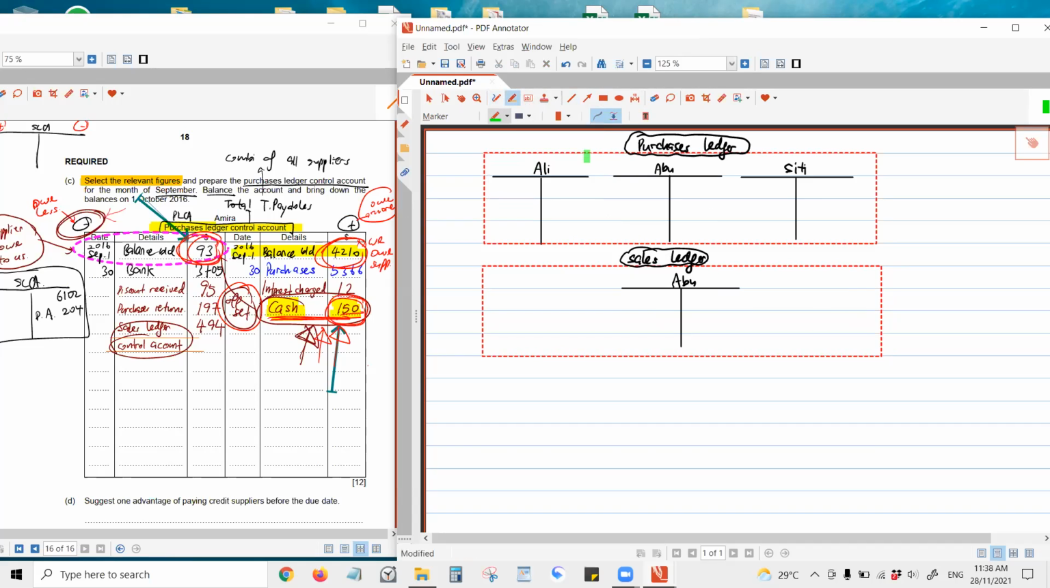And in this situation, Abu is both our customer and supplier. So meaning we buy things on credit from Abu. Abu also buy things on credit from us. Siti is our supplier, but due to certain reasons, Siti owes us money. Probably we have overpaid Siti. So Siti owes us money.